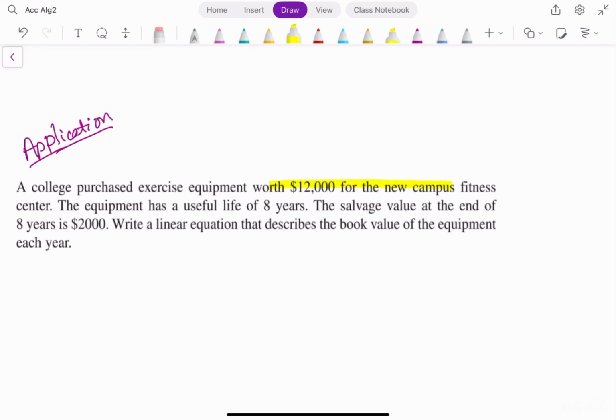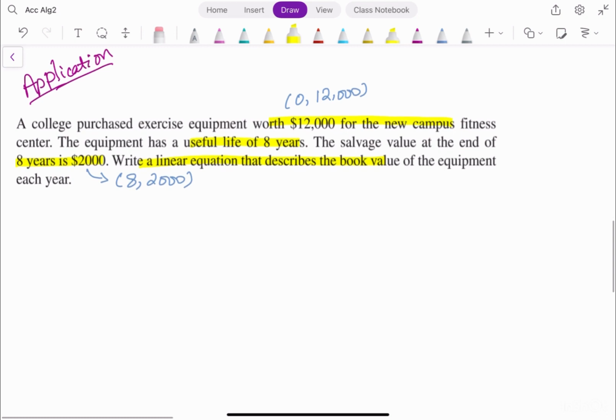So it is given that they purchased the initial equipment. That means when x was 0, then the cost of the equipment was 12,000. And after 8 years, its value was 2,000. So basically, this is a problem for the straight-line depreciation. They are showing the depreciation, how the equipment has depreciated over the years. And now they want you to write the linear equation.